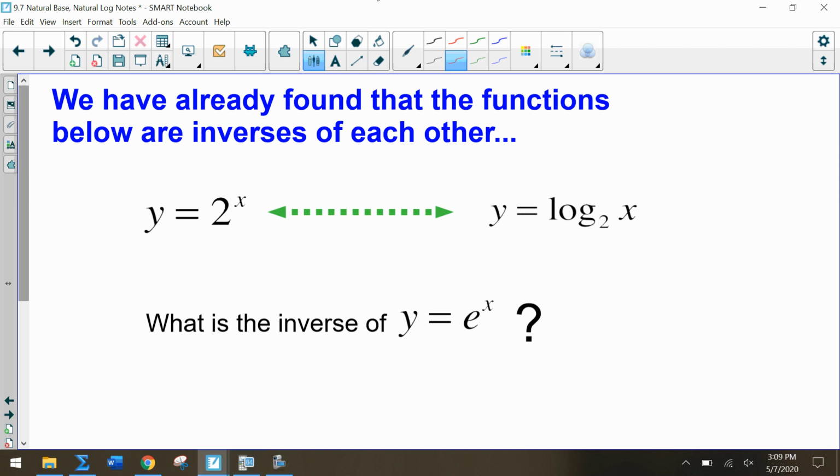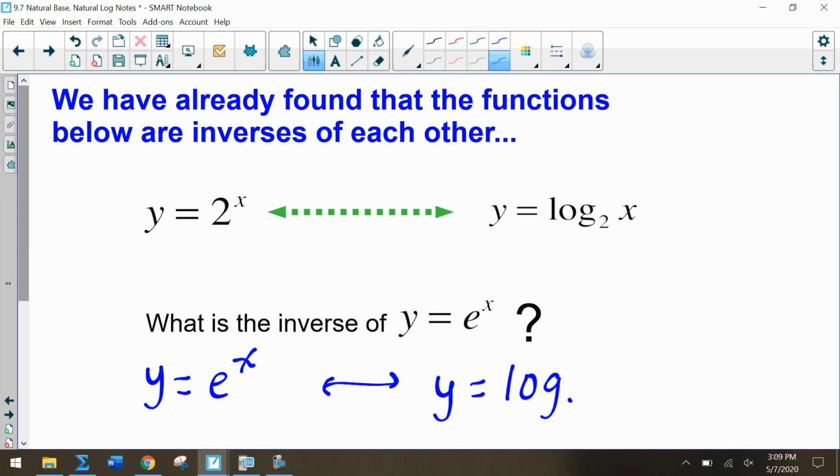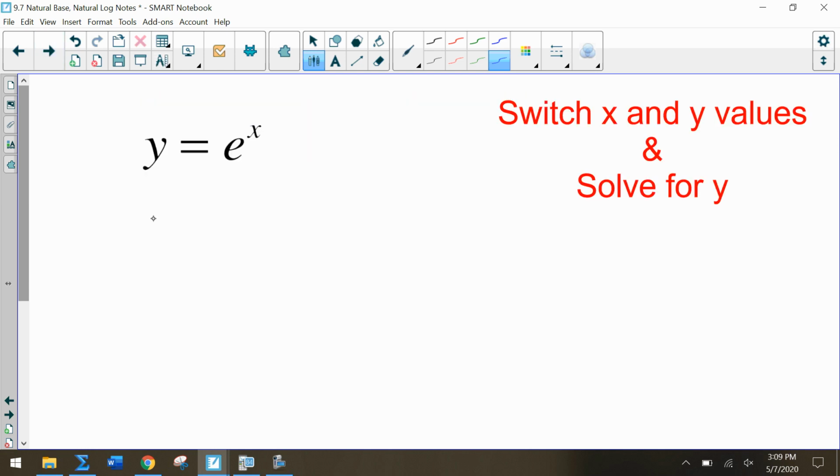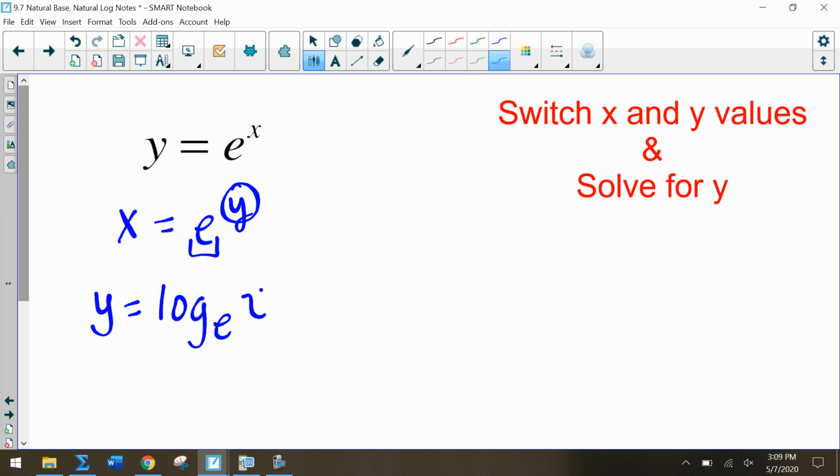So E is a number. If we already know that y equals 2 to the x and y equals log base 2 of x are inverses, then if we have y equals e to the x, the inverse of that would be y equals log base e of x, in the same way, because e is a number. Let's see how we can get there. Again, we switch our x and y values. If I had x equals e to the y, and then rearrange into log form, here's my exponent, y equals the log base e of x.